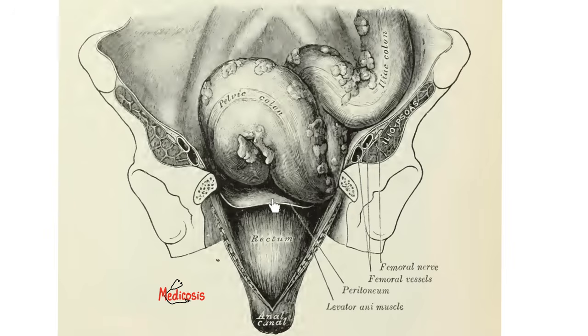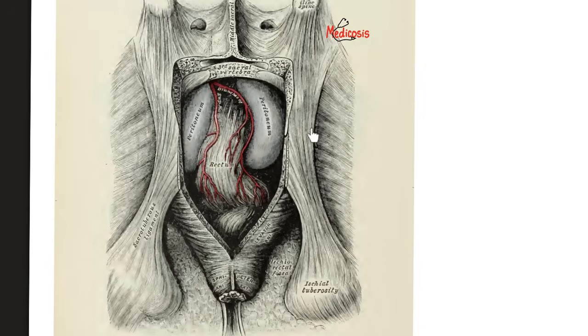Does the peritoneum reach all the way down here? Yes, indeed. The peritoneum reaches almost everywhere. And the sigmoid colon will attach to the sigmoid mesocolon, which is a peritoneal fold. This is a posterior view. This is the external anal sphincter. Above the anal canal, there is the rectum.